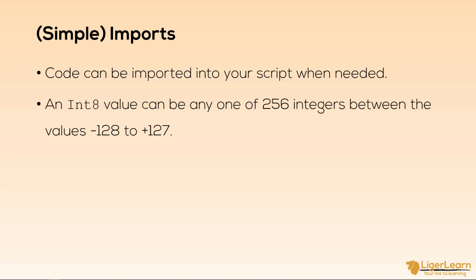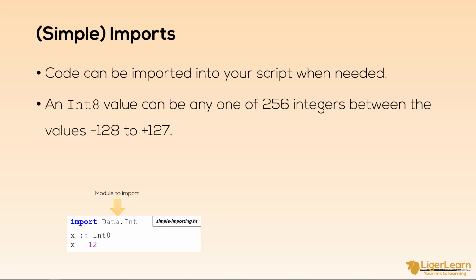Let's say we want to use the Int8 type in our script. All we need to do is add an import declaration at the top of the script. This declaration tells Haskell we want to import the Data.Int module. Everything that the module exports will then be available to use.